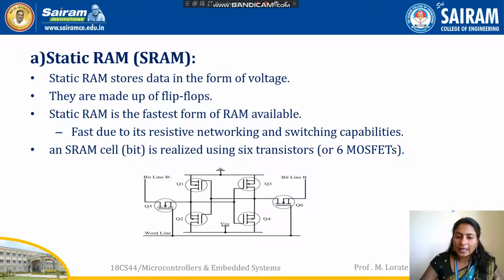Now reading data from the cell. At that time we have to make both B and B bar 1, and also the word line 1. Here the disadvantage is that static RAM is high cost and the memory capacity is low.